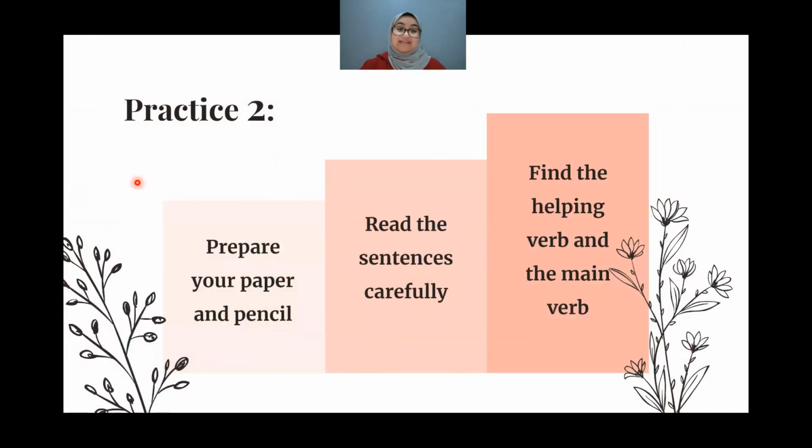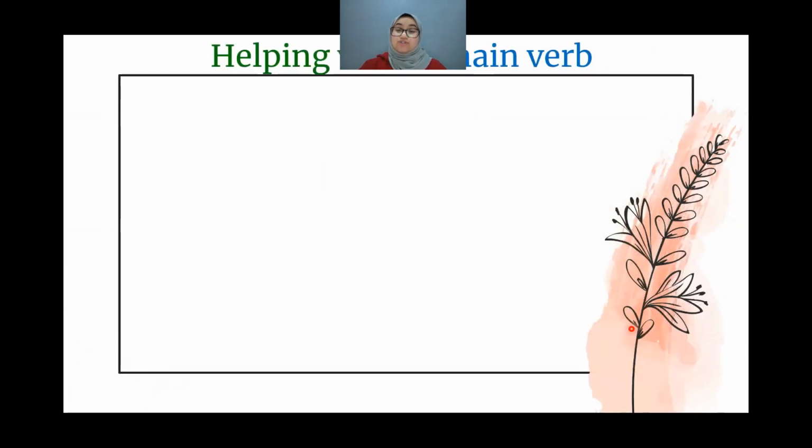We are ready for our second and last practice of the day. So, prepare your paper and pencil, read the sentences carefully, and in this practice, I want you to find the helping verb and the main verb, okay? So, I'm going to show you some sentences, and I want you to write in your paper what is a helping verb and what is the main verb.